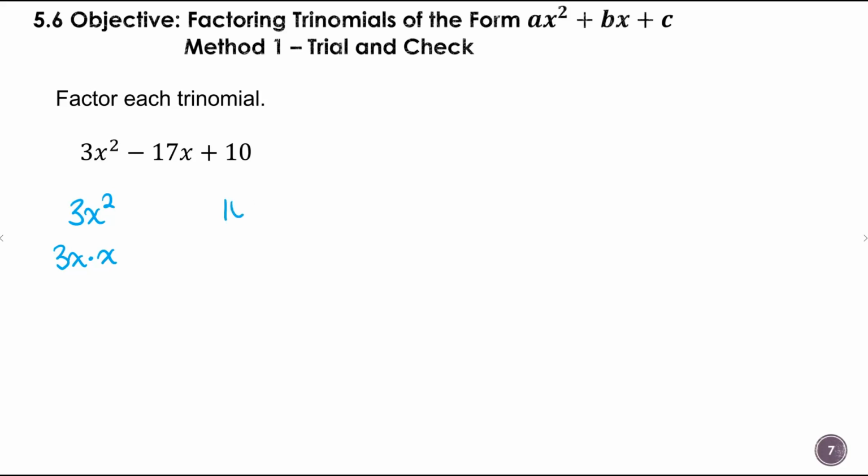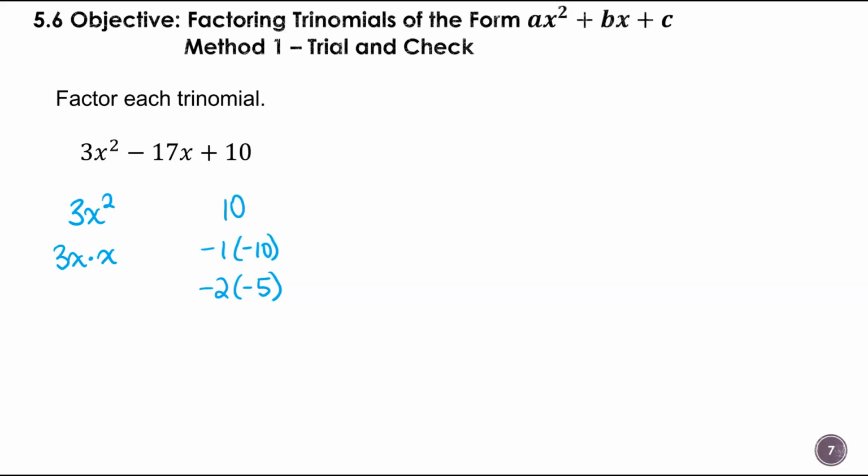factors of 10, right? 10 is 2 times 5 or 1 times 10. In this case, we're going to have negatives on both of those to get a negative 17 for our middle term, because when we add them, it needs to be a negative. So it's negative 1 times negative 10, or it's negative 2 times negative 5, and those are our choices for this one. Okay, and so we're going to try this.